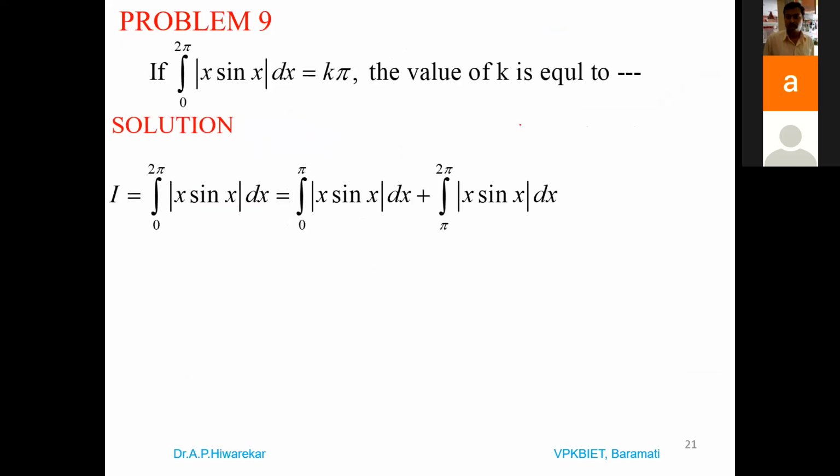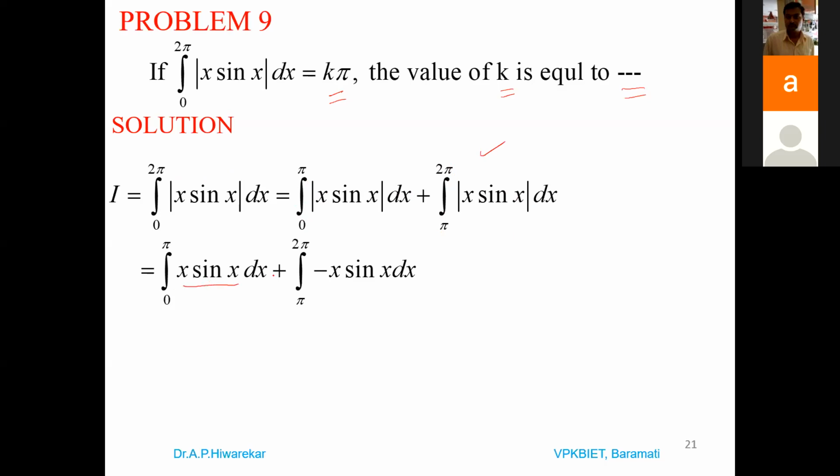And just go through this problem. Integration of mod of x sin x from 0 to 2 pi dx is k pi. If this is given, the value of k is equal to what? So it is a numerical answer. So mod of sin x dx is from 0 to 2 pi. So that is 0 to pi and pi to 2 pi. We can easily divide this interval 0 to 2 pi as 0 to pi and pi to 2 pi.